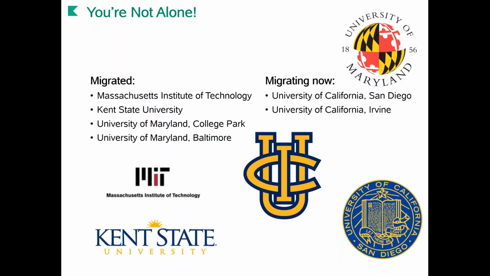So wrapping it up a little bit here, you're not alone. The schools over there on the left are old COIUS schools that have already migrated. I say migrated, so MIT, Kent State, and College Park, we are all hosted. The University of Maryland, Baltimore is still on premise with Kuali COIUS 521.